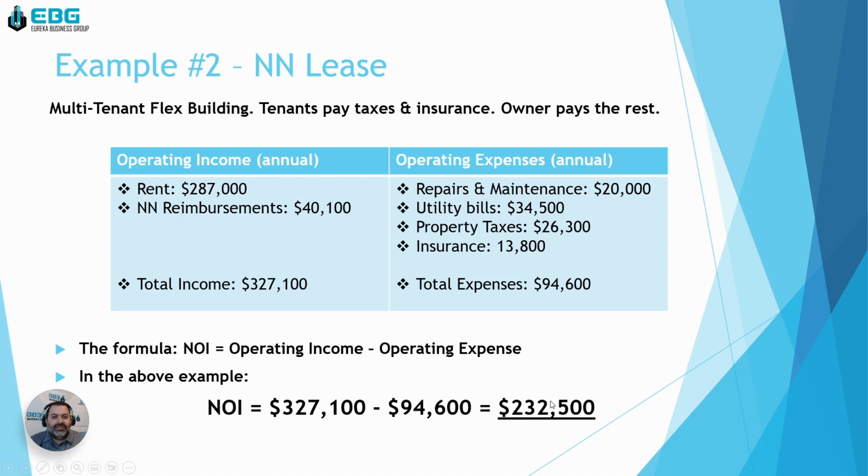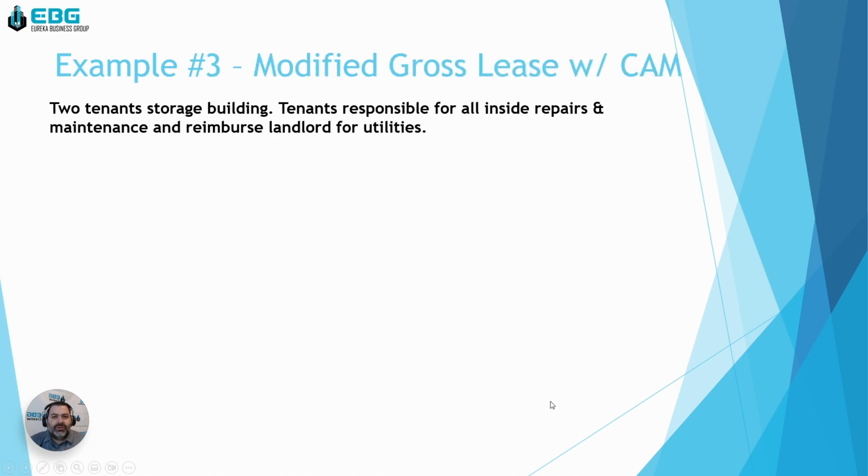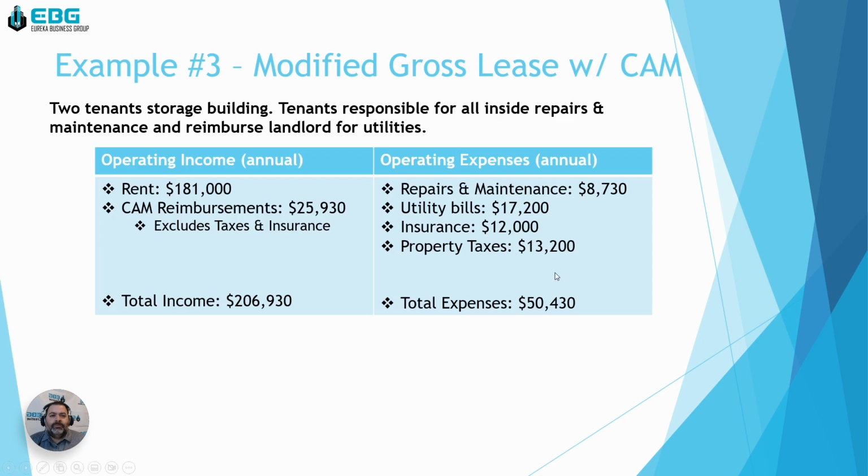So that's another example. If we look at example number 3, a modified gross lease with a CAM, let's say I have two tenants in the building and it's a storage building, and the lease says that they are going to reimburse the landlord for utilities and repairs, and they're in charge of all the repairs and maintenance, but they're not reimbursing for taxes and insurance.